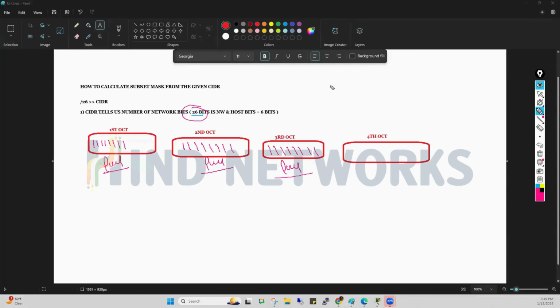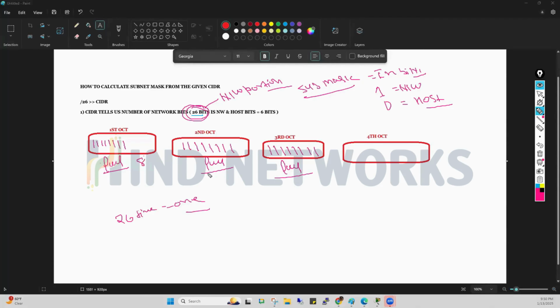Now, I told you, whenever we write a subnet mask in binary, there are two things, 1 and 0. 1 means network portion and 0 means host portion. I hope you guys remember, right? Here we have 26 bits and these 26 bits are the network portion. So it means 26 times I need to write 1. How many times have I already written? 8 here, 8 here, and 8 here. 24. Still 2 pending. So I write 2 here. Now if you calculate the total, that is 26 bits.